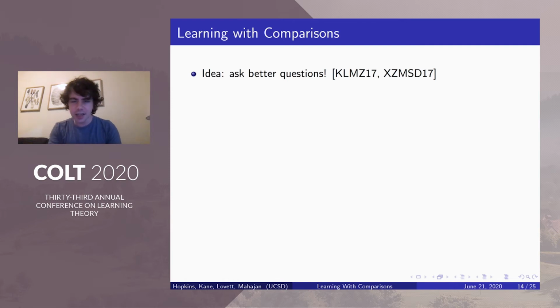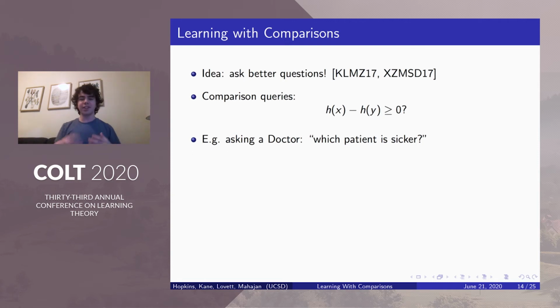The idea here is that if we're modeling our oracle as a human expert, why are we restricting ourselves to just sending it a single point and asking, what is the label of this point? Why aren't we sending it multiple points and asking more interesting, more informative questions about the data? And so one very simple type of question like this is a comparison query. And this is like sending your oracle 2 pieces of data.